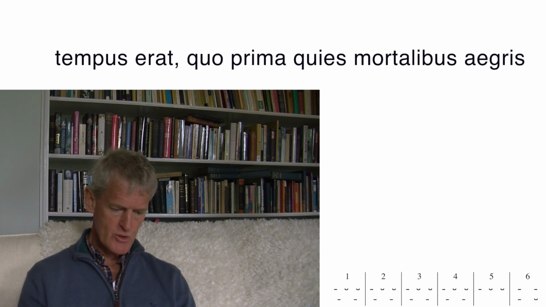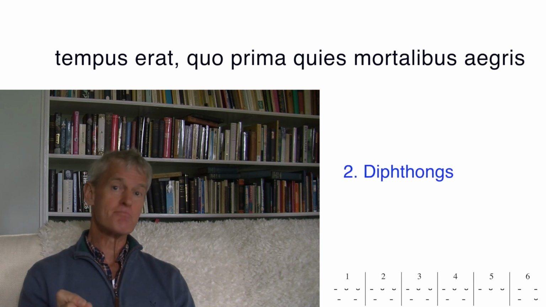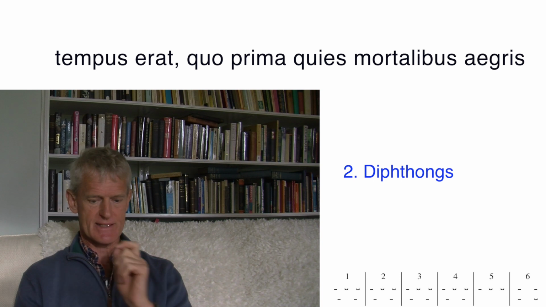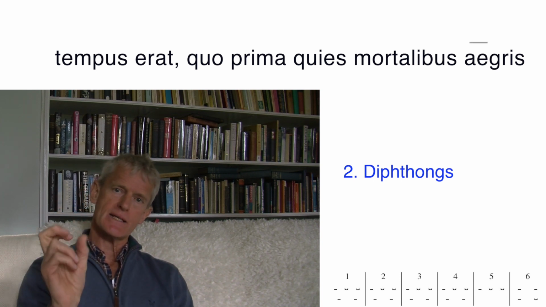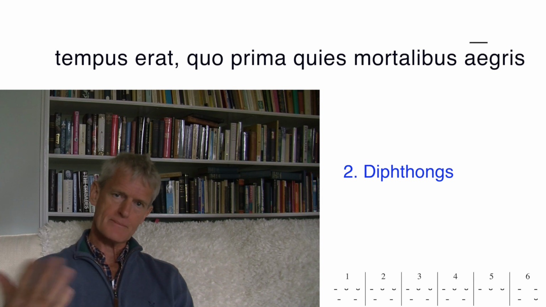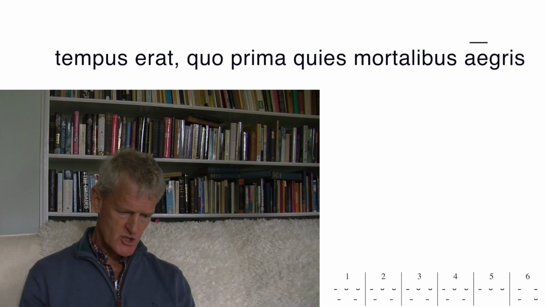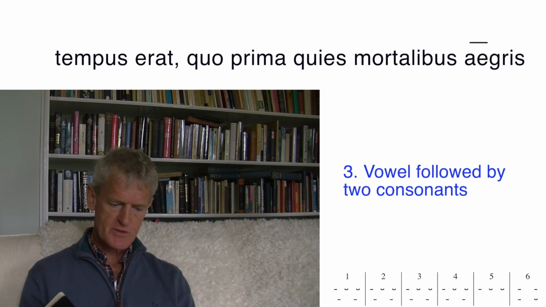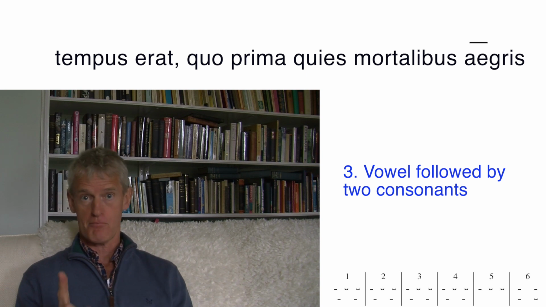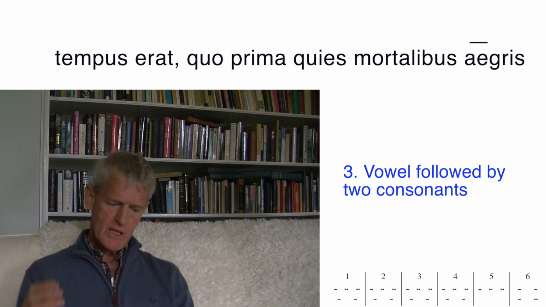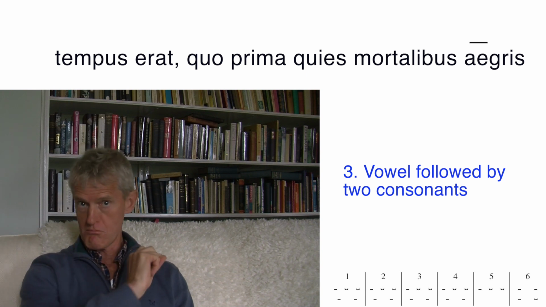Okay, step number 2, look for any diphthongs and mark them as long. So they're pretty easy to spot. Tempus erat quo, prima quies mortalibus, aegris. Okay, so the AE of aegris, which means weary, is a diphthong. Okay, so we can mark that. Right, step number 3, look for syllables containing vowels which are followed by 2 or more consonants and mark those syllables as long. Right, so just work your way along. The first E in tempus, look at that, it's followed by an M and a P, so mark it as long.